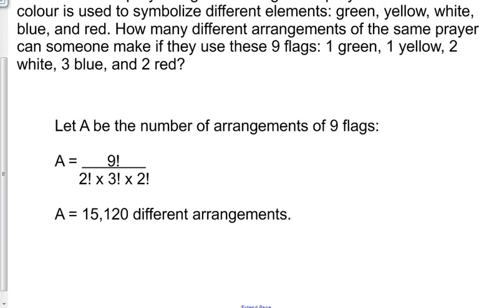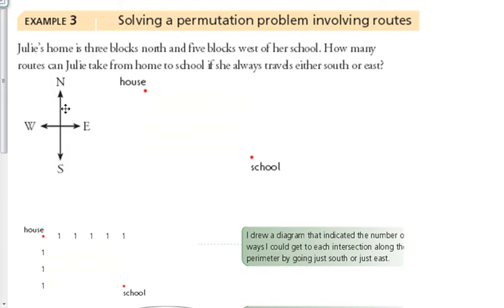There's more than one way to skin a cat on these kinds of problems. Here's another problem where I don't use the formula at all. So, Julie's home is 3 blocks north and 5 blocks west of her school. How many routes can she take from home to school if she always travels either south or east?